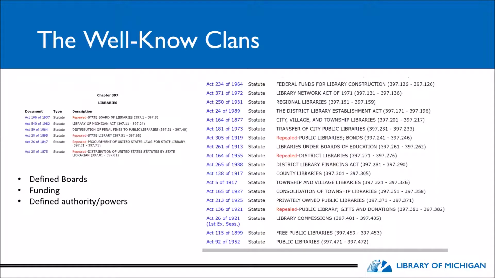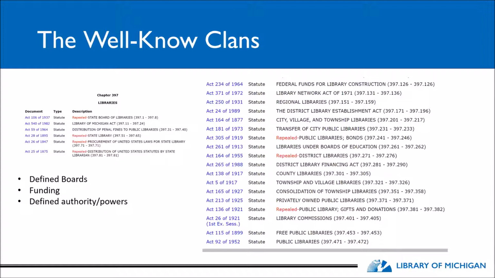So let's talk about groupings of establishment, what we could call clans of libraries. The majority of library establishment types are tucked under Chapter 397 of the Michigan Compiled Laws. This is where you'll find the District Library Establishment Act. This is where you'll find the County Library Act. This is where you'll find PA 164, the City, Township, Village Library Act. And these are all acts that were specifically created by the legislature for the creation of public libraries.